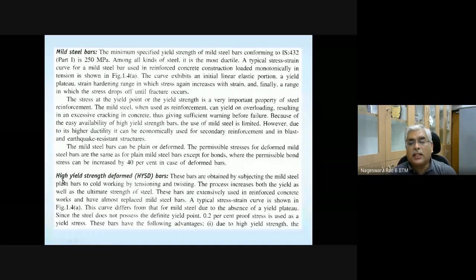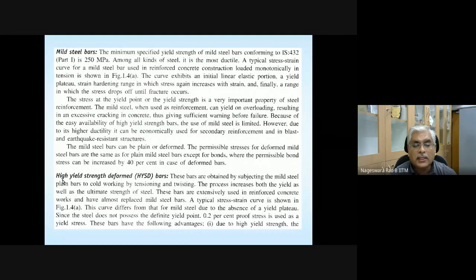High yield strength deformed bars. These bars are obtained by subjecting mild steel plain bars to cold working by tensioning and twisting. The process increases both yield as well as the ultimate strength of steel. These bars are extensively used in reinforced concrete works and have almost replaced mild steel bars. And the typical stress strain curve for these HYSD bars, Fe415 and 500, we already looked at.